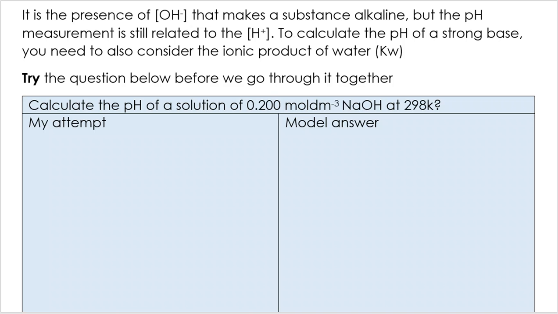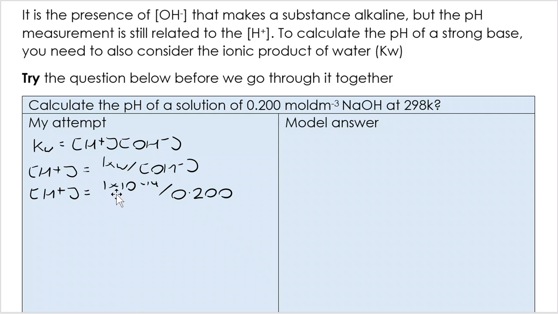So I'm actually going to start here with the ionic product of water. Kw is H+ times OH-. I want the H+ concentration, so let's rearrange it. Now this is at 298K, so we know the ionic product of water is 1 by 10 to the minus 14, and we can divide by our OH- concentration, 0.2, which takes us to an H+ concentration of 5 by 10 to the negative 14 moles per decimeter cubed.